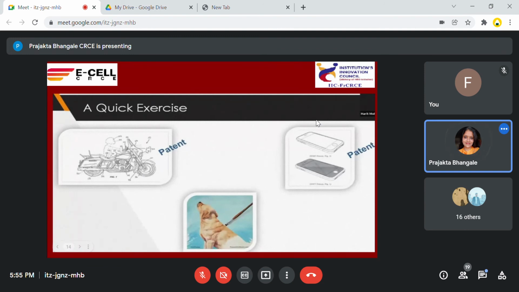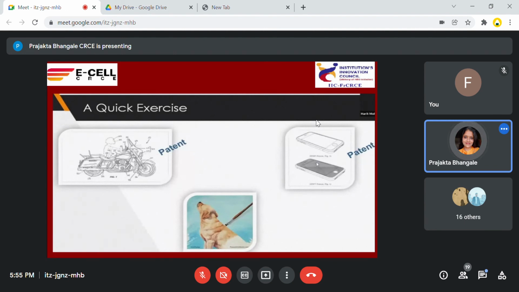Okay. Yes, ma'am. Now suppose it's a new bike. I can say it's a patent. Okay, if it's a new bike. But if the bike is already existing and I just made some aesthetic changes to it, it will come under industrial design, right? Am I right? Because anything related to aesthetics is industrial design.